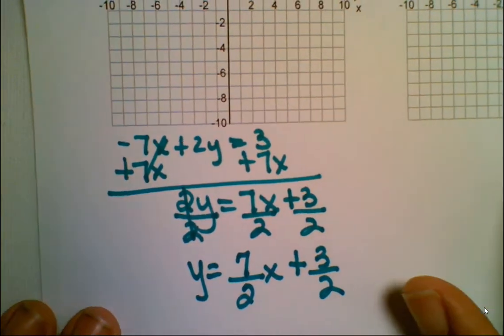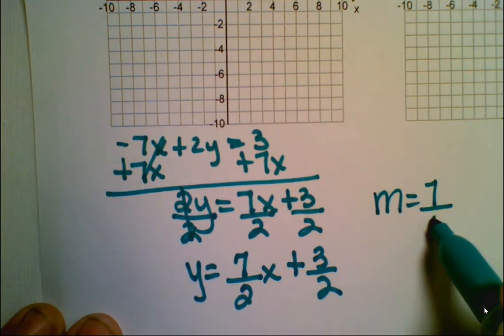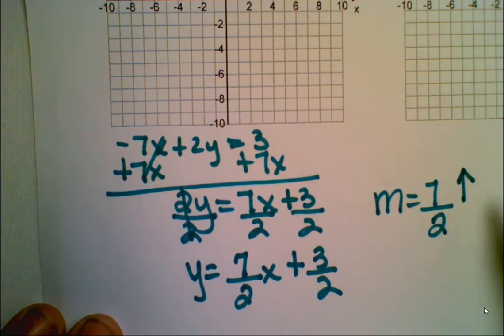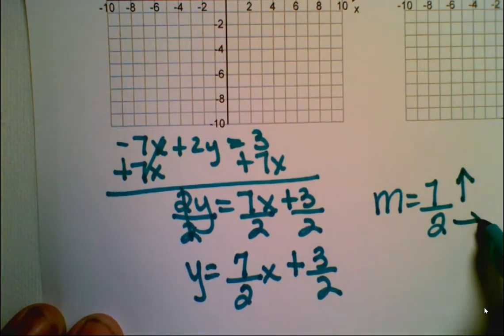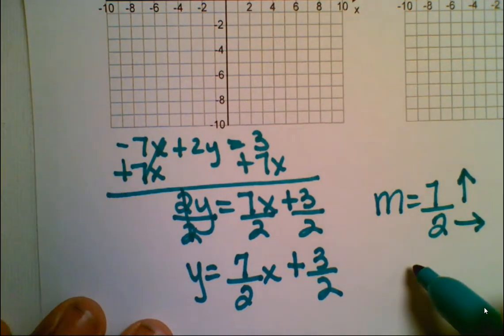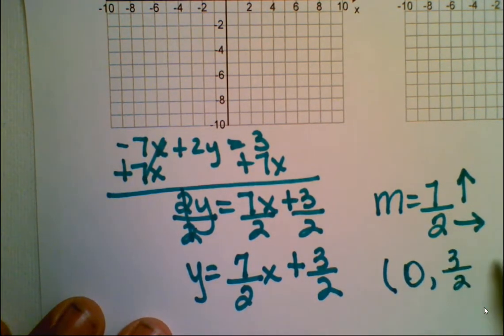Then identify the slope. The slope is 7 over 2, meaning we're going to rise 7 units up, and then run 2 units to the right. Our y-intercept is going to be at 0, 3 over 2. And 3 over 2 is equivalent to 1.5.